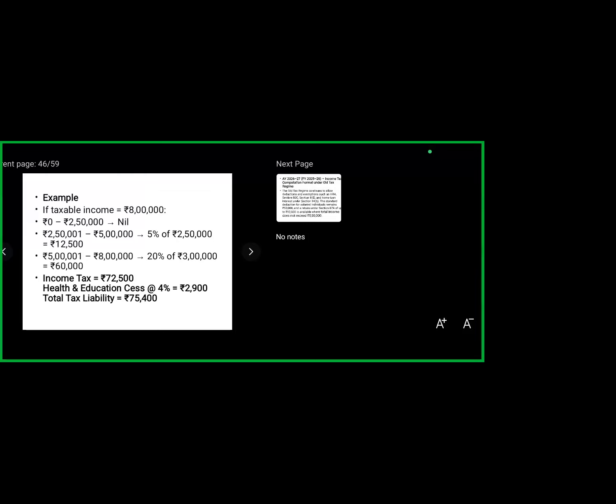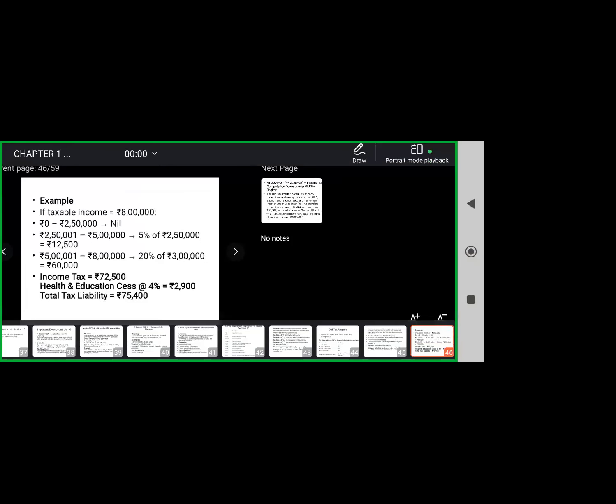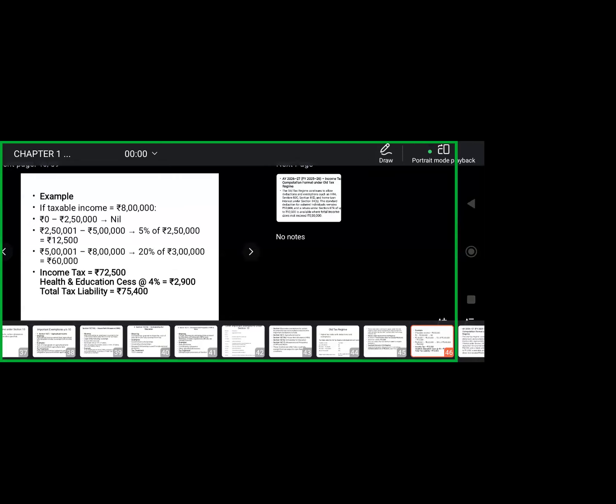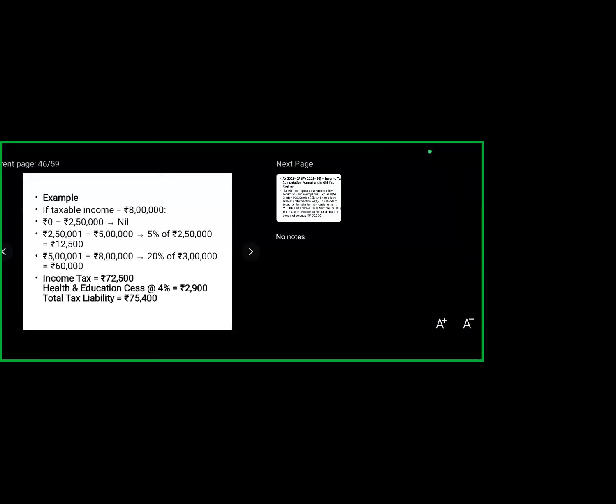So total income tax will come to 60,000 plus 12,500, that is 72,500. On this 72,500, education cess at the rate of 4% comes to rupees 2,900. So the total tax liability of that person whose income is 8 lakhs and who is following the old regime comes to rupees 75,400. If he had opted for the new regime, in that case tax liability is zero because up to 12 lakhs there is no tax.